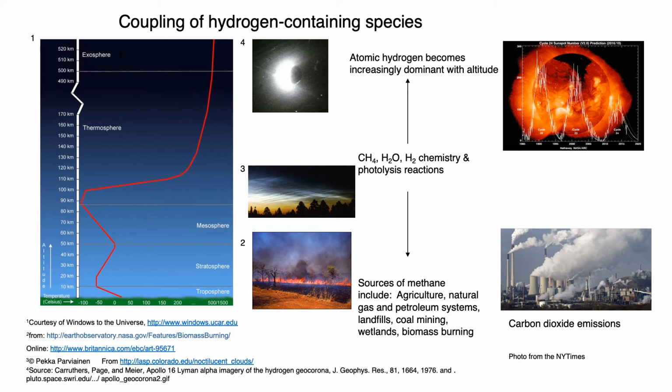hydrogen-containing species undergo chemistry and photolysis reactions, and ultimately atomic hydrogen becomes increasingly dominant with altitude in the upper thermosphere. Upper thermospheric hydrogen is predicted to increase due both to changes in the source species for hydrogen due to increases in methane, as well as to cooling of the upper atmosphere due to increases in carbon dioxide. Additionally, hydrogen is influenced by natural variability, and in the upper atmosphere, a principal source of this natural variability is the 11-year solar cycle.